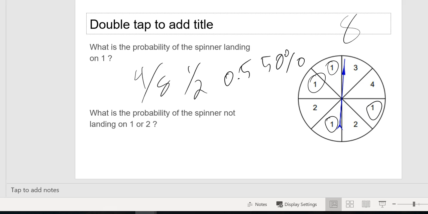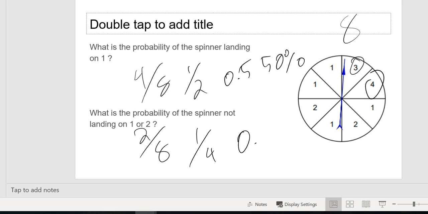What's the probability of not landing on 1 or 2? So the only ones that are not 1 and 2 are these ones right here. So I got 2 over 8, which is 1 over 4, which is 0.25, and 25%.